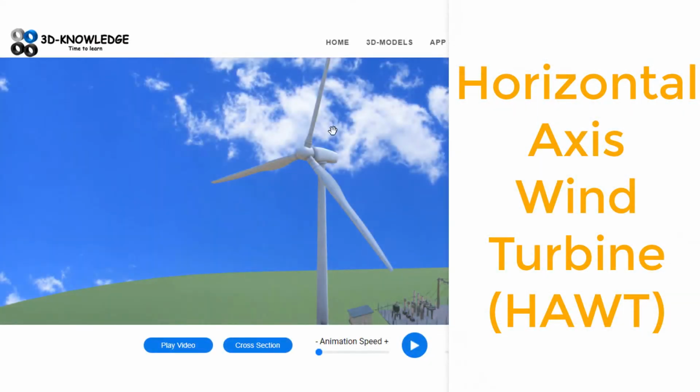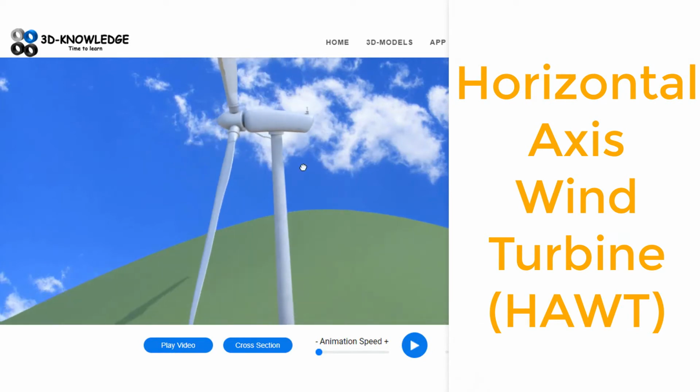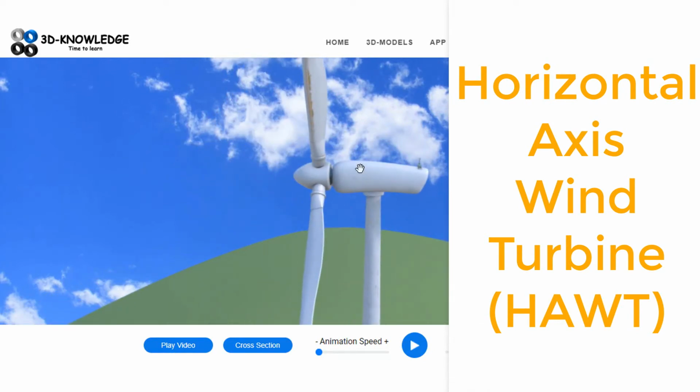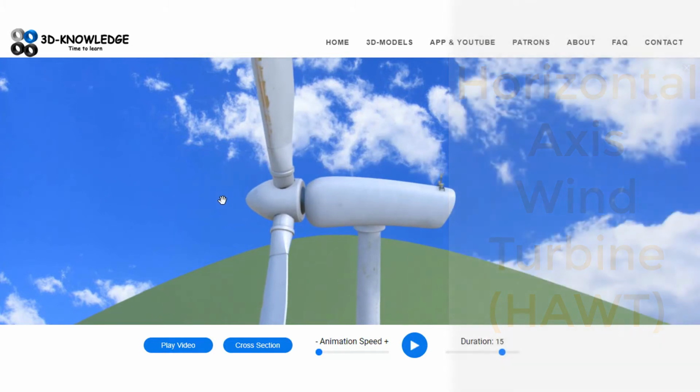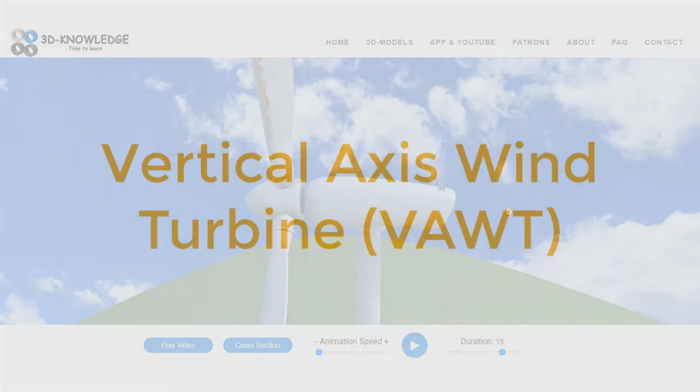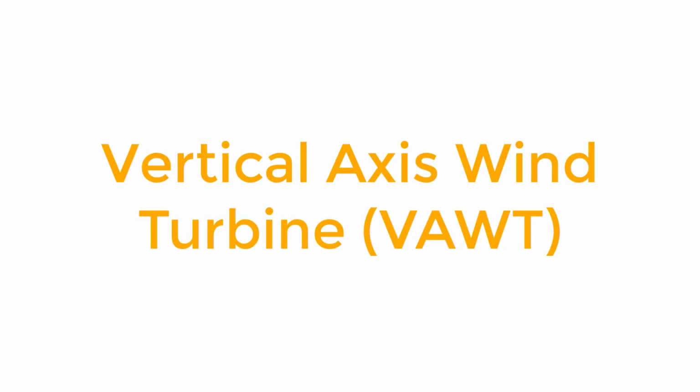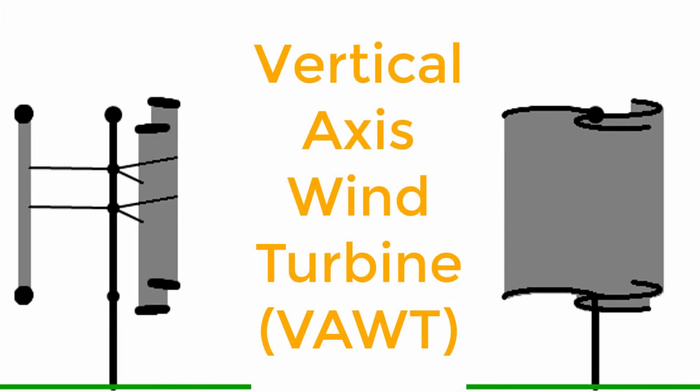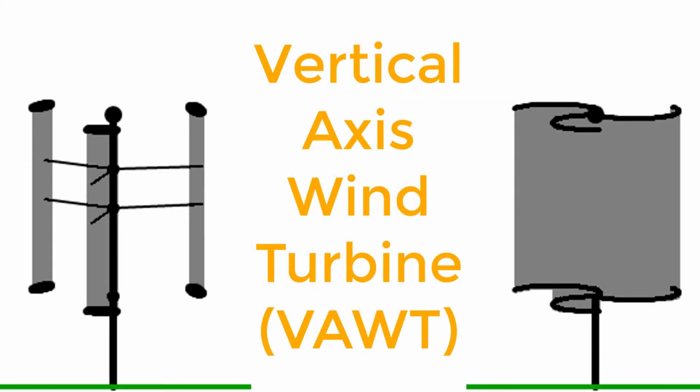This specific type of turbine is called a horizontal axis wind turbine. And we can see that the axis of the turbine will run on a line through the turbine here, and that is called a horizontal axis wind turbine. The alternative type of wind turbine that you could see would be a vertical axis wind turbine. However, vertical axis wind turbines are simply not as efficient as horizontal axis wind turbines.